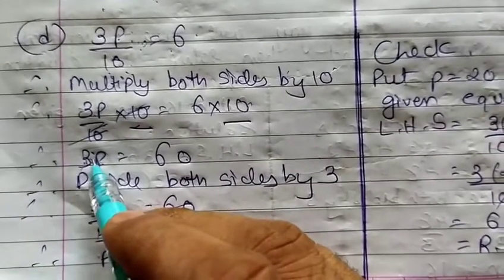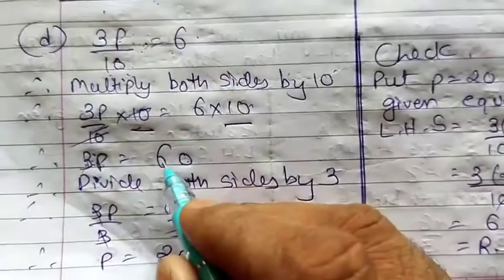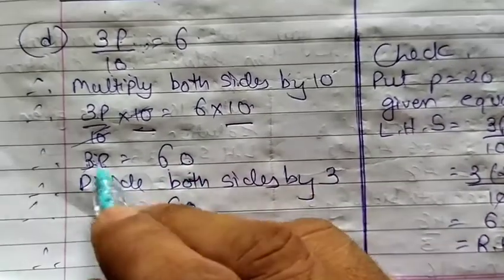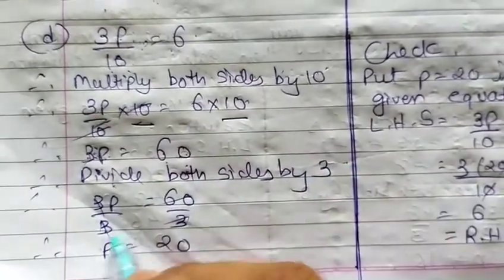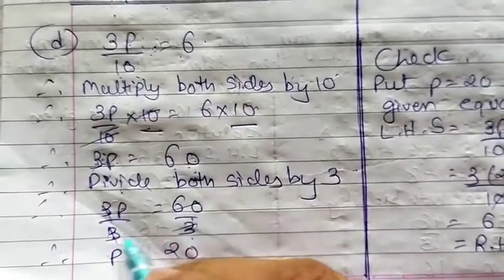If I am dividing the value by 3 on my left hand side, you have to divide the value on your right hand side by 3 only. So here 3 times p divided by 3, write down divide both the sides by 3. By doing so, 3 times p divided by 3 and 60 divided by 3, 3 and 3 will get cancelled.